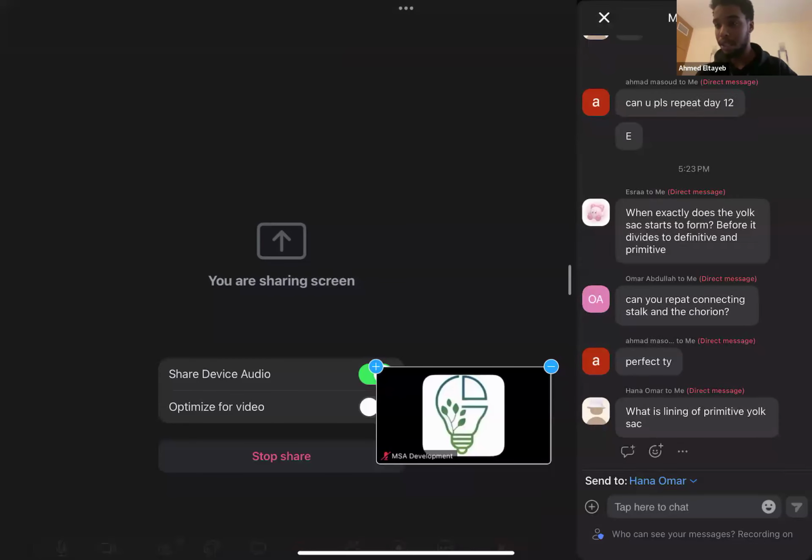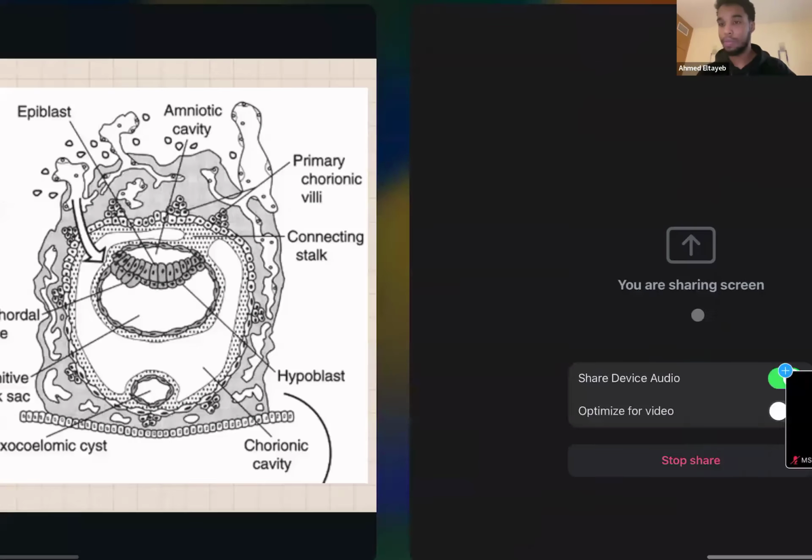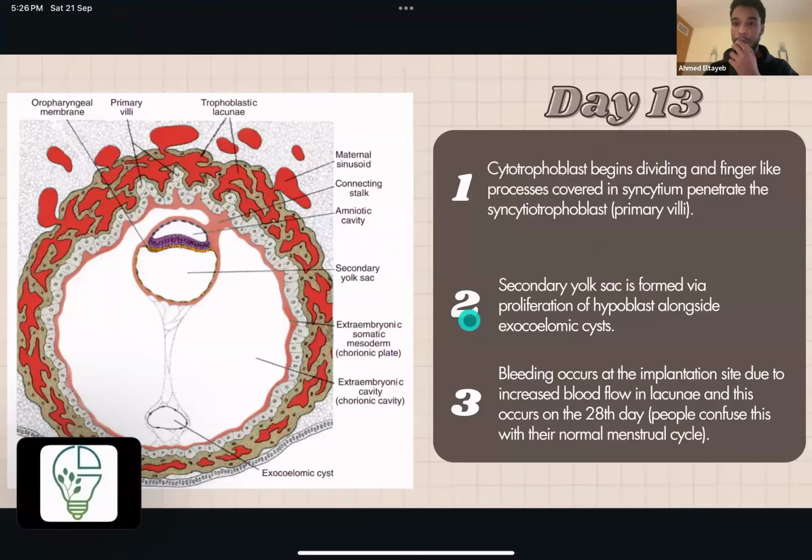Can you repeat connecting stalk and the chorion? Okay. So the connecting stalk here is a bunch of extraembryonic mesoderm, which connects the extraembryonic splanchnic and extraembryonic somatic mesoderm, okay? Just a little fun fact, I don't think you need to know, but the connecting stalk later on becomes the umbilical cord, okay? So the connecting stalk connects extraembryonic splanchnic and extraembryonic somatic mesoderm. It's like the bridge between the two.